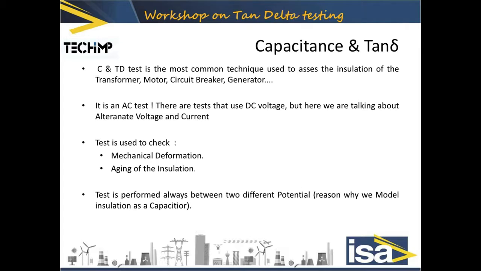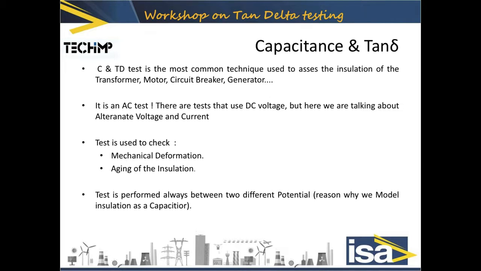So CNTD, or Tan Delta, or DF, or PF, which is a little bit different, but we'll explain the differences later, is the most common technique used to assess the insulation of electrical assets, whether they are transformer, motor, circuit breaker, generator, current transformer, voltage transformer, surge arrestor, or some other asset. It's important to emphasize that this is an AC test.